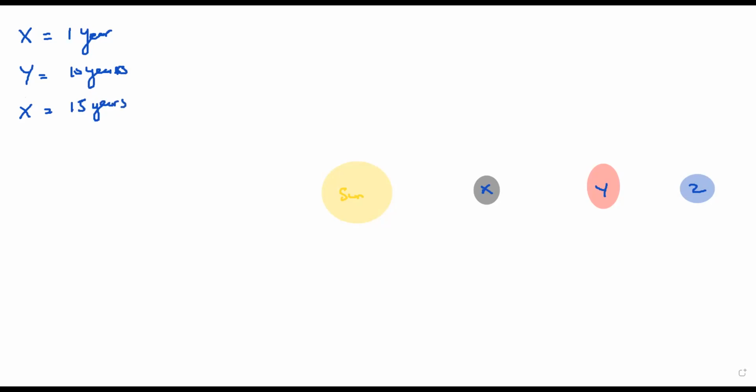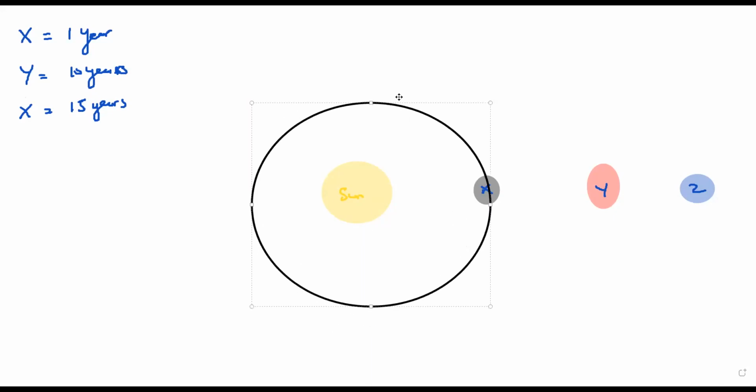So when we work out their positions, for planet X, it is taking 1 year to return back. So at a quarter of its path, how much time will have passed in the year? It will be 0.25 years. Then when it is exactly on the other side, it will be 0.5 years. When it is 3 by 4 of its path, it will be 0.75 years. And when it completes its cycle and returns back, that will be the duration of 1 year.